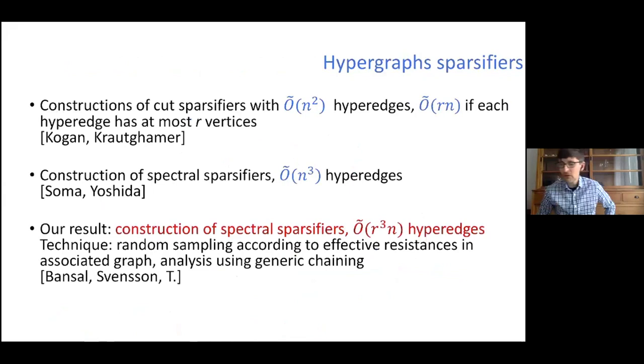Kogan and Krauthgamer proved that you can approximate every hypergraph with a sparser hypergraph that has, of the order, so the exact expression, I think, was something like order of n times r plus log n hyperedges, where n is the number of vertices, r is the rank or order of the hypergraph, so it's how many vertices at most are in each hyperedge, and this log n. And so their construction approximates all the cuts, and it's pretty much the Benczúr-Karger construction, where every step is rethought in terms of hypergraphs.